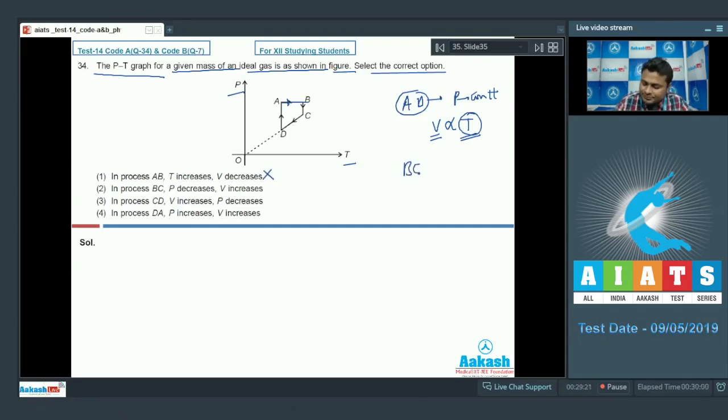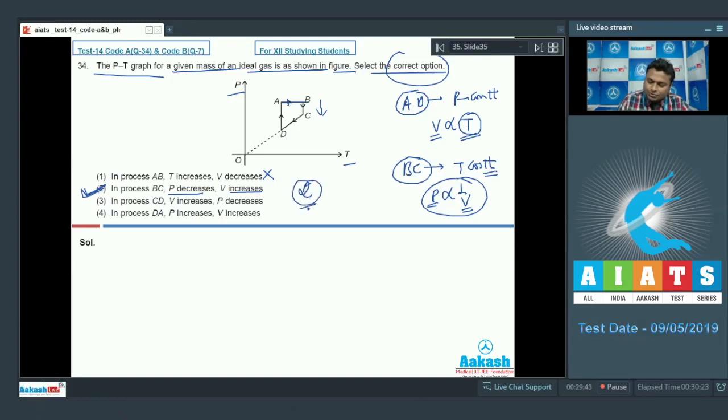Go for the BC process. In the BC process, temperature is constant. And if temperature is constant, pressure is inversely proportional to volume. If you increase the pressure, volume decreases. What is happening here? Pressure is decreasing. So volume should increase. Pressure decreases, volume increases. And we have to pick up the correct option. So we can go with option number 2.